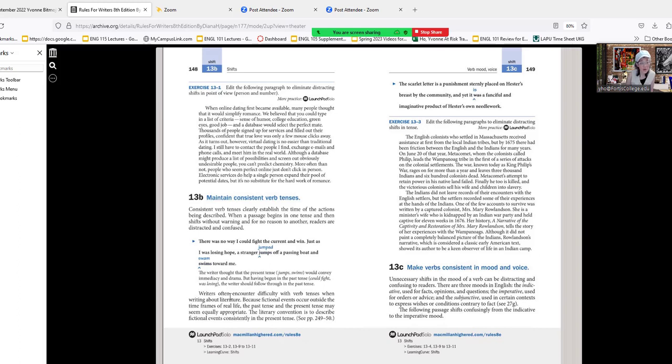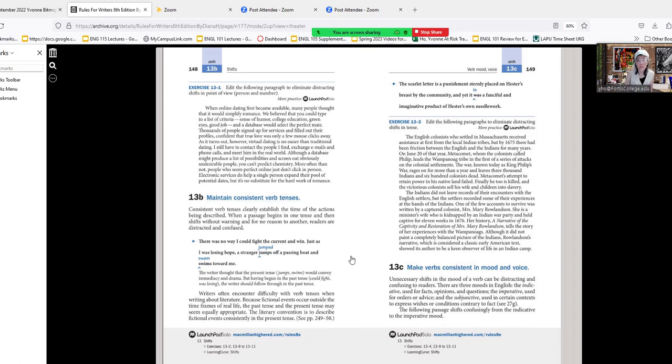So writers often encounter difficulty with verb tenses when writing about literature because fictional events occur outside the time frames of real life. The past tense and present tense may seem equally appropriate. The literary convention is to describe fictional events consistently in the present tense. So if you're describing what happened in a book and you're writing a literature kind of paper, then you can put the events of the book into present tense.